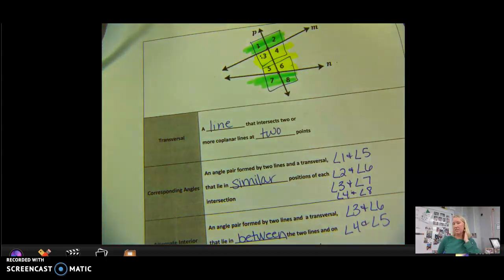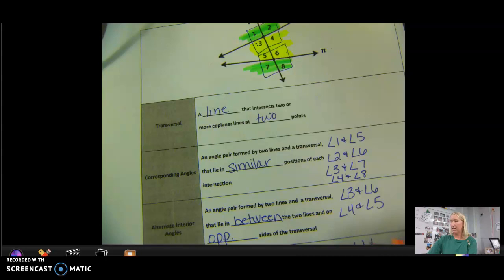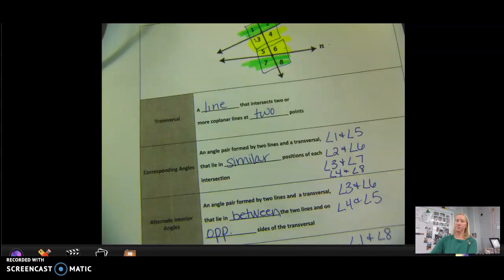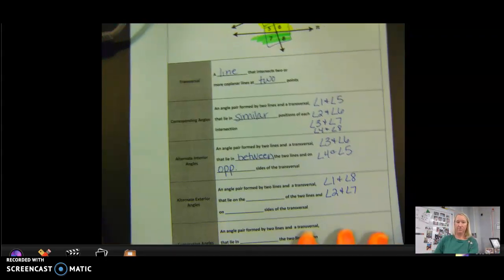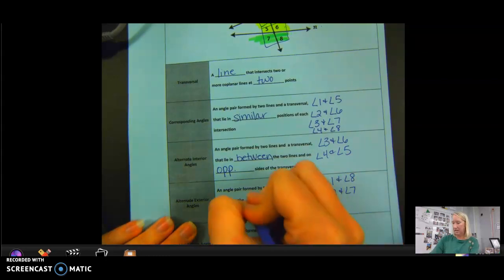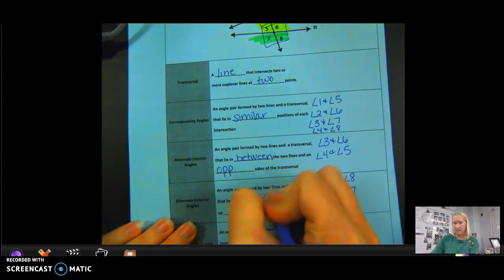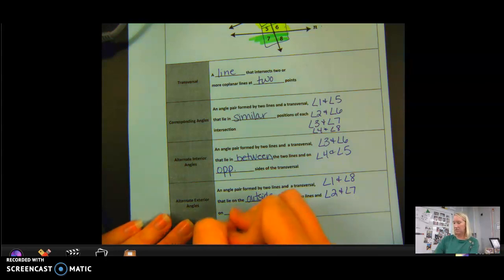Alternate exterior, so opposite, alternate exterior in the green. So angle 1 and angle 8. Or angle 2 and angle 7. Maybe I need to fill in the blanks also though. So alternate exterior is an angle pair formed by two lines and a transversal that lie on the outside of the two lines and on opposite sides of the transversal.